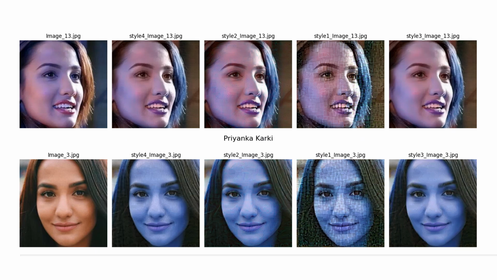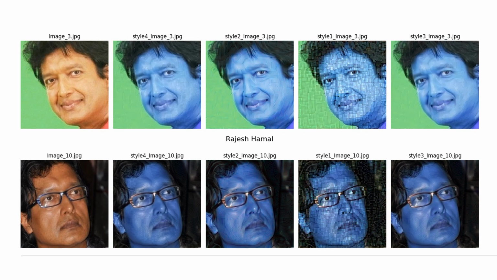So this shows how the images change after neural transfer. In each row, the first image is the original image, and the 4 other images are produced by style transfer using the 4 styles. And this is another person, and you can see how the styles are applied to the images.